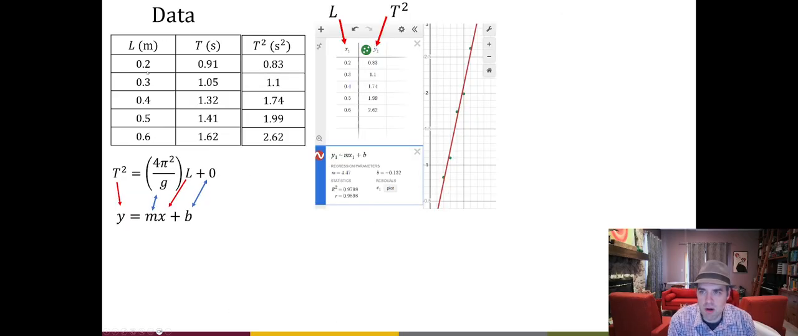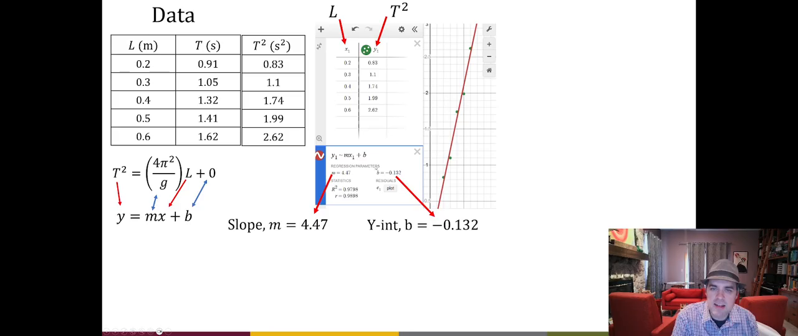So we're going to do that experiment. We're going to take all of our data and plug it into Desmos. So again, on the x-axis is L, and the y-axis is T squared. So for L, we have 0.2, 0.3, 0.4, and so on here. And on the y-axis, we have T squared, so 0.83, 1.1, and so on. So please be careful. Don't use your period data. We're plotting T squared here. And from our Desmos, it'll tell us the best fit line of the slope, which is 4.47, as well as the intercept, negative 0.132.